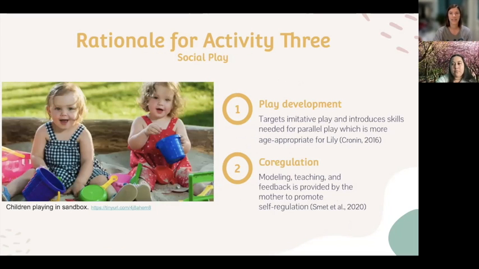And then our last activity is a social play activity. Because she is currently only doing solitary play, we want to start moving her towards more age-appropriate play, which for her would be parallel play. So our activity actually targets imitative play to introduce new skills like mimicking that's needed for parallel play, which would be more age appropriate, which is the long-term goal we will eventually get to, but right now we're just addressing the short-term goal.